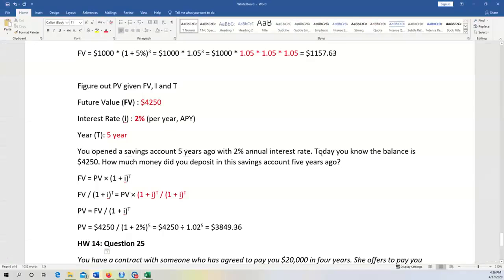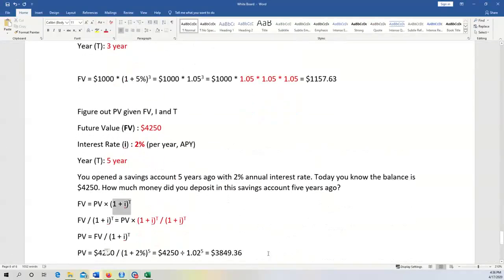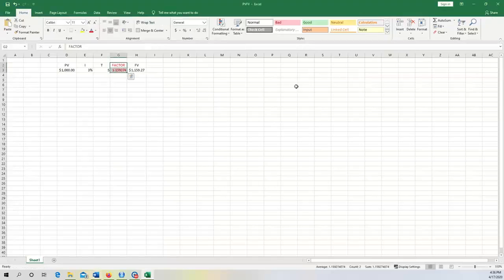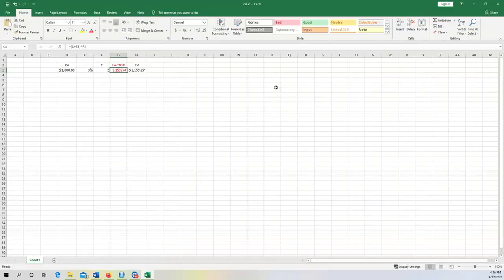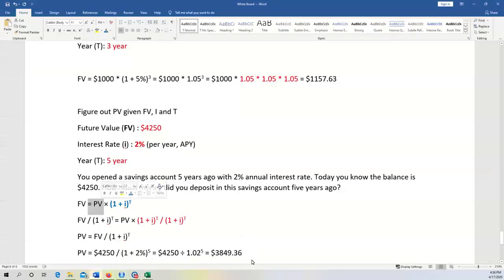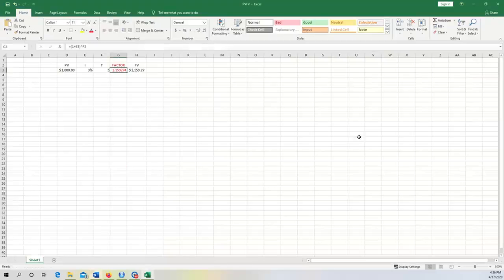And you may have figured out what this factor is. That is exactly here. This part, let me color it blue and put it bold. So here, I use a separate cell to calculate this component first: 1 plus interest rate, overall raised to the power T, time. So this part essentially is an intermediate step. And the future value is present value multiplied by this factor. So this is the answer here.